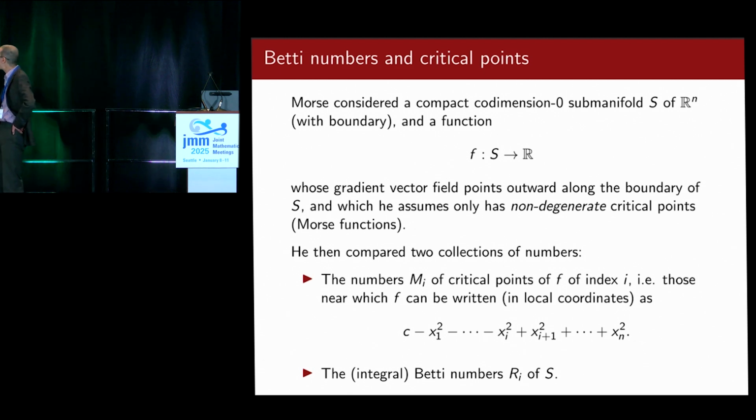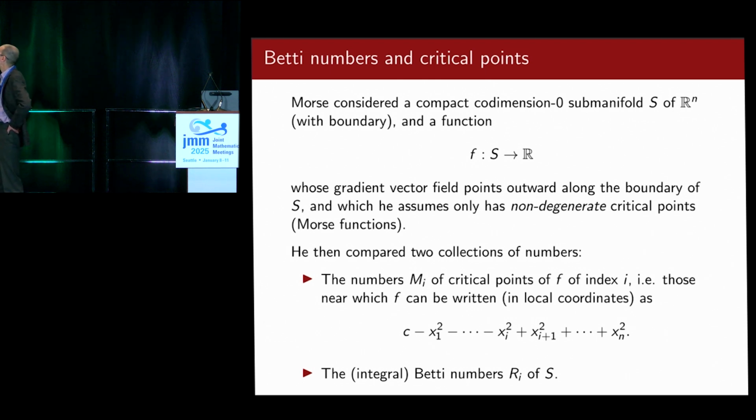Now, that's the first invariant that Morse was interested in, this number m_i of critical points of index i. Okay? And of course, if it's a minimum, then the function locally looks like x squared in every direction, and this number is 0. Okay? And if it's a maximum, then this number is n.